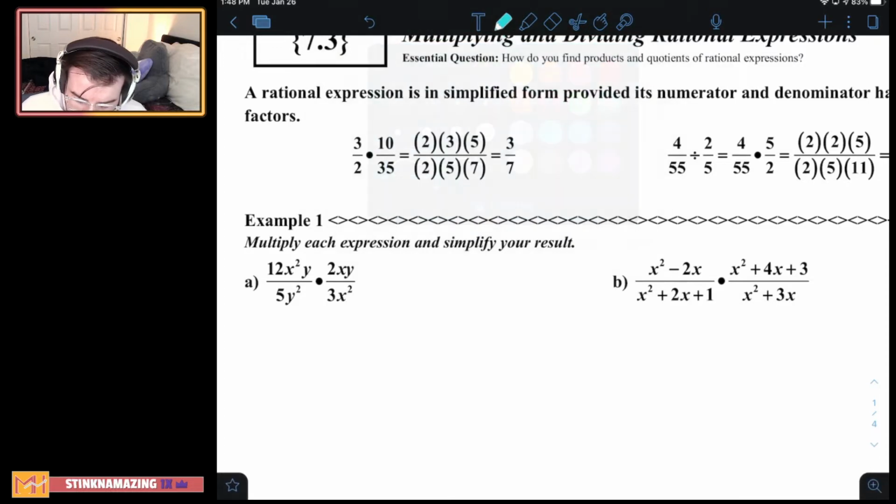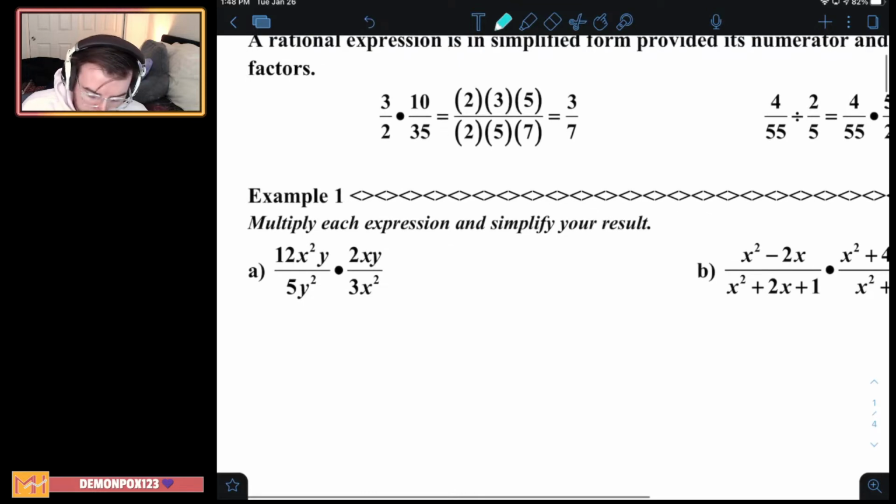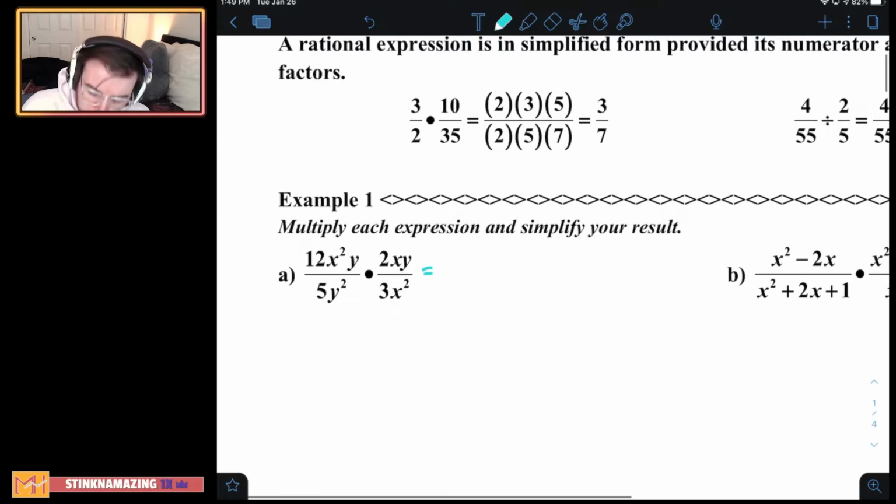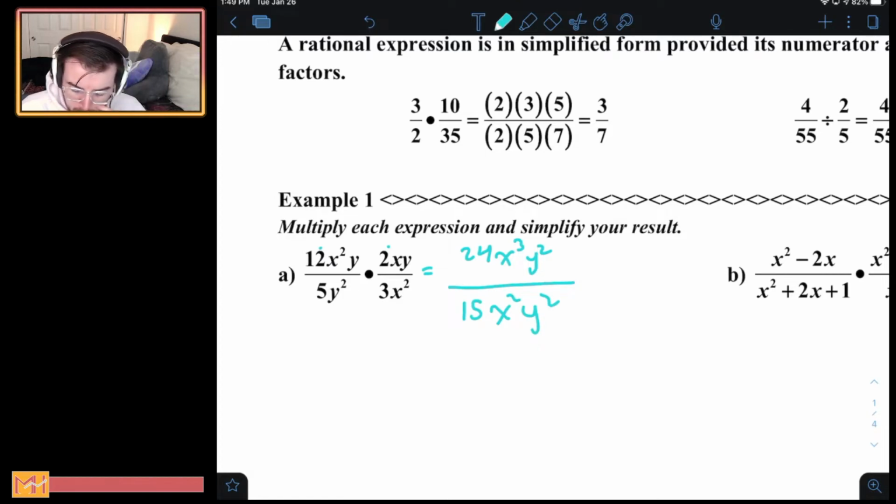So let's take a look at this expression. We don't exactly have factors, we just have these individual terms: 12, the x squared, the y. But if there's a y on top and a y on bottom, they're going to cancel out. Real quick though, I think it will be a little easier to see what cancels out if we combine them together. So 12 times 2 is 24, x squared times x is x cubed, y times y is y squared, 5 times 3 is 15, and then we've got x squared y squared. Now that I have it all grouped together, that makes it a little more obvious as to what's going to cancel out.